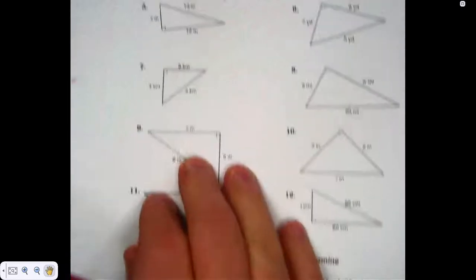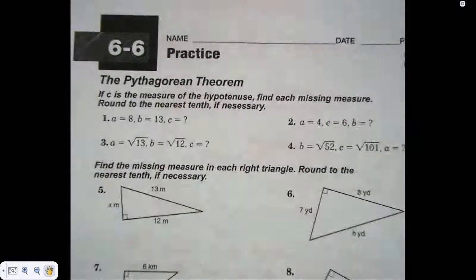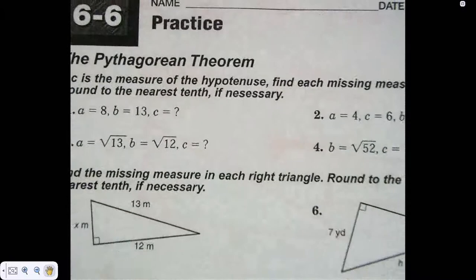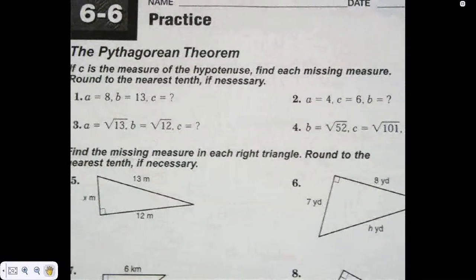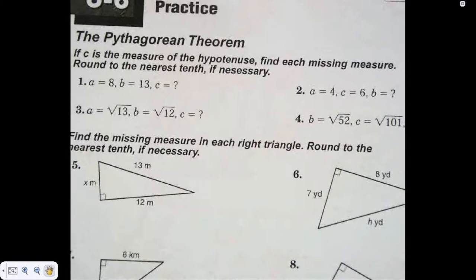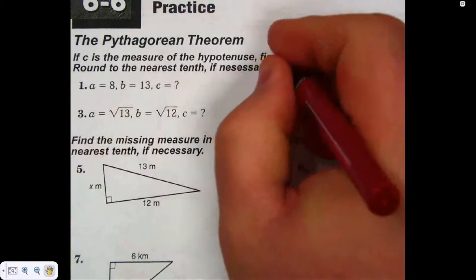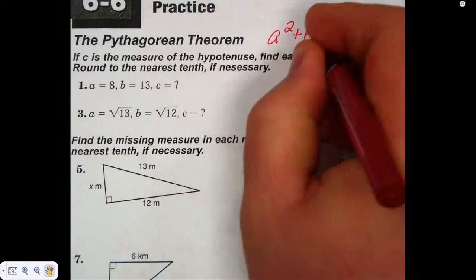Wonderful. Okay, let's look at number 1. It says C is the measure of the hypotenuse. Find each missing measure, round to the nearest tenth. Okay, so when they say round to the nearest tenth, you're going to use your calculator, okay? Now, they gave you A. We're all dealing with A squared plus what? B squared equals what?